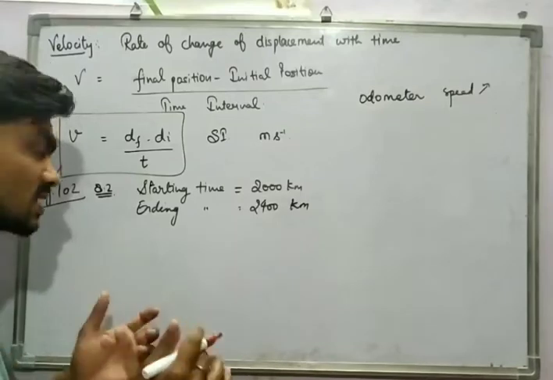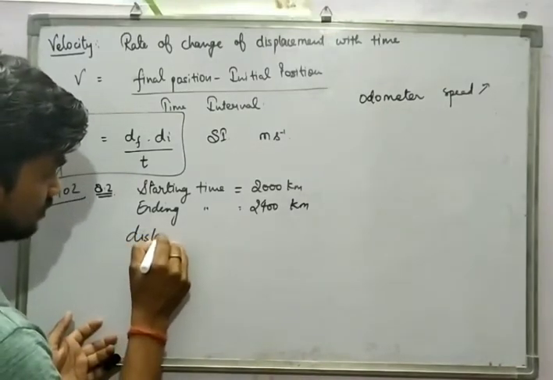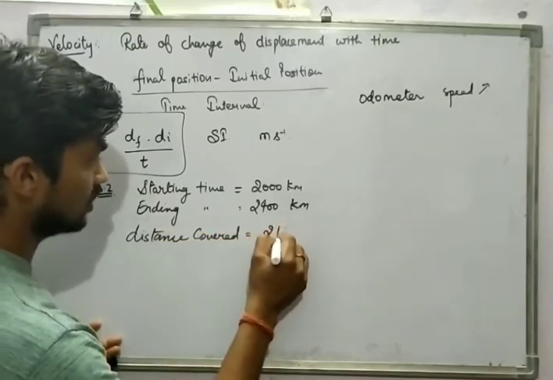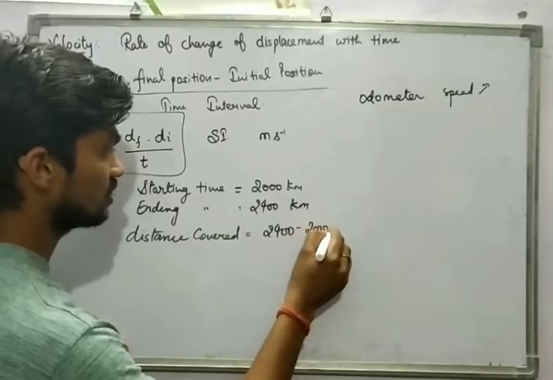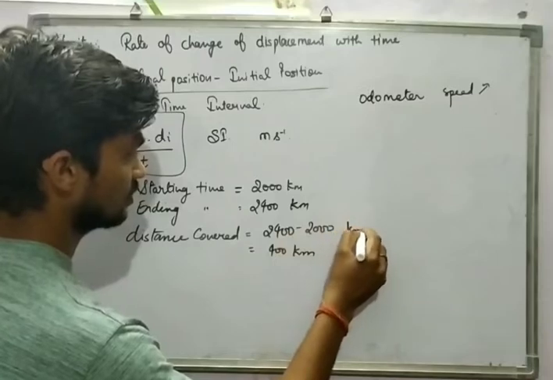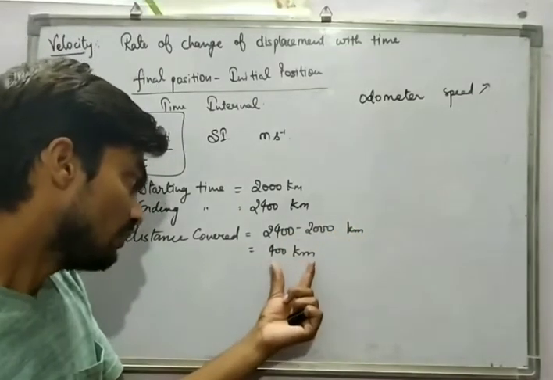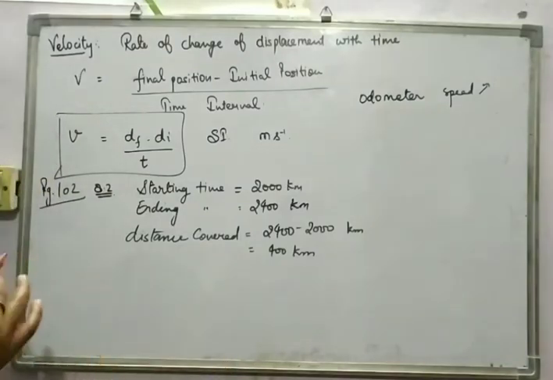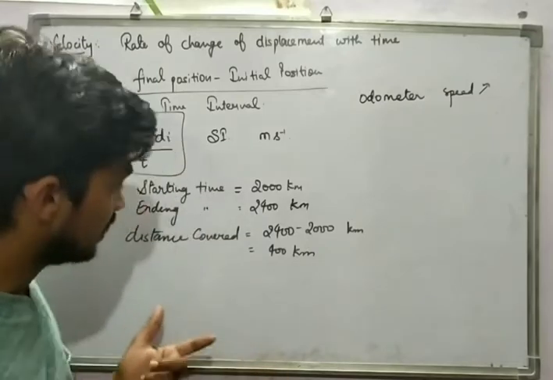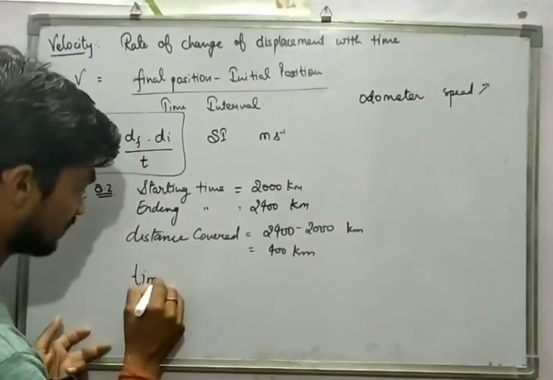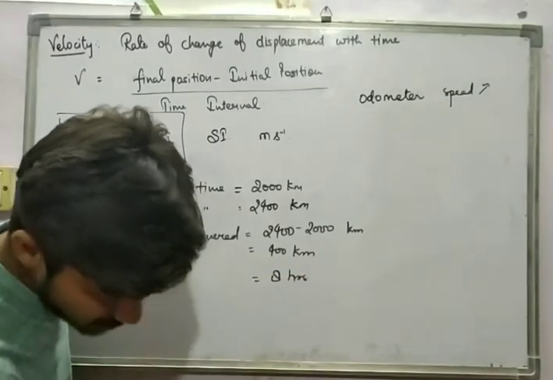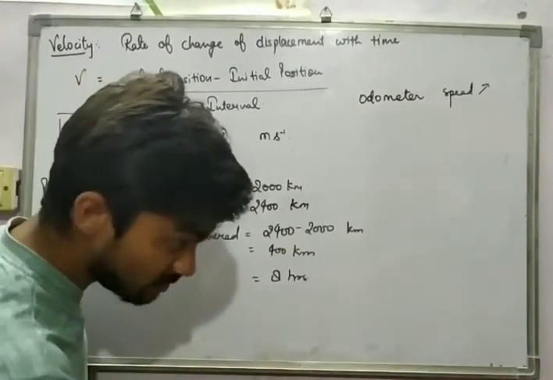So how much distance it has covered? (2400 minus 2000), that is 400 km. Okay. So if it is 400 km, one segment we got. Second, they are saying if the trip took 8 hours, means time is 8 hours. You have to find the speed of the car in kilometer per hour and meter per second.